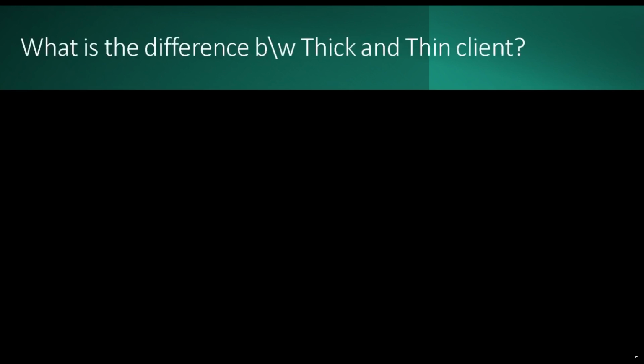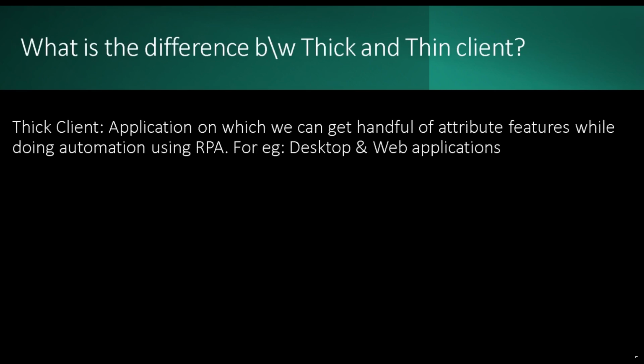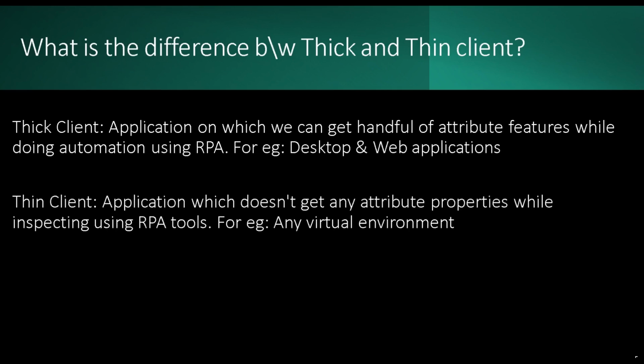What is the difference between thick and thin client? Thick client is an application on which we can get a handful of attribute features while doing automation using RPA. For example, while we try to automate desktop and web application, we can inspect the elements, right? That is the thick client. But if you are trying to do automation on a virtual client, we will be getting a thin client. So what is thin client? An application which doesn't get any attribute property while inspecting using RPA tools. Okay, so that is thin client. So let's go to our next question.